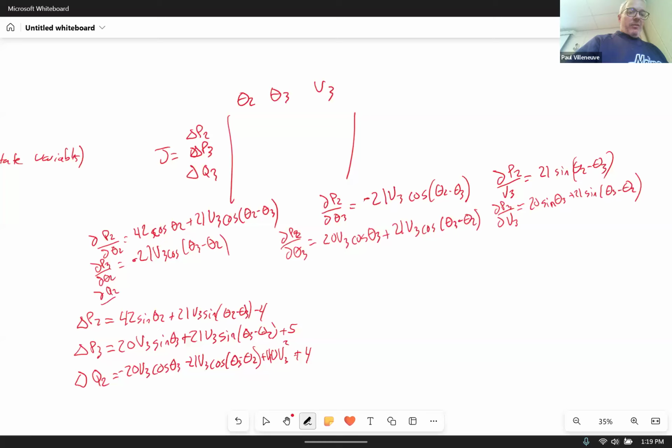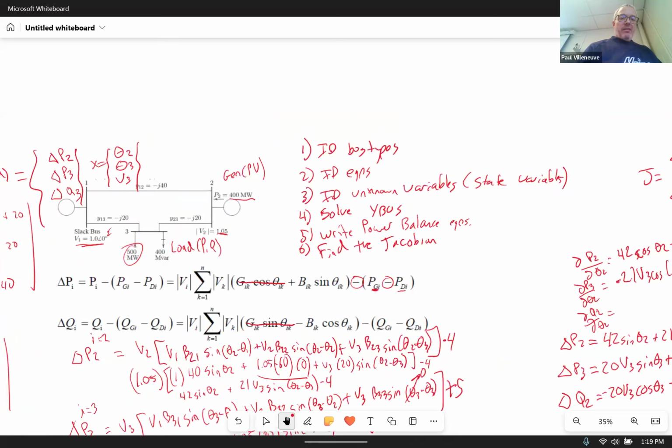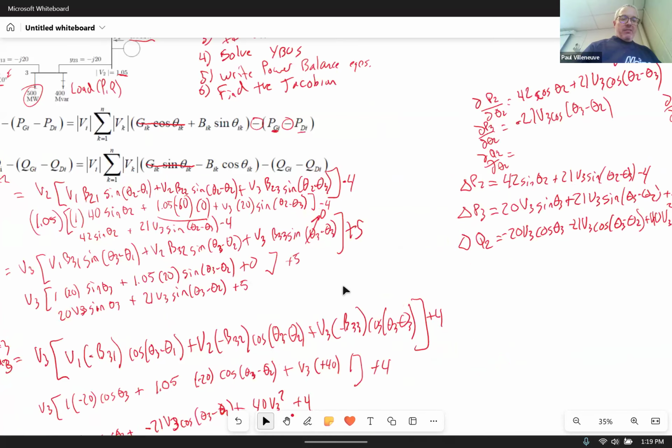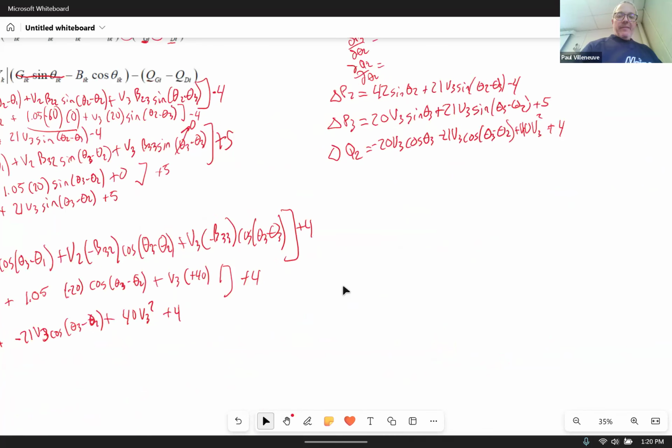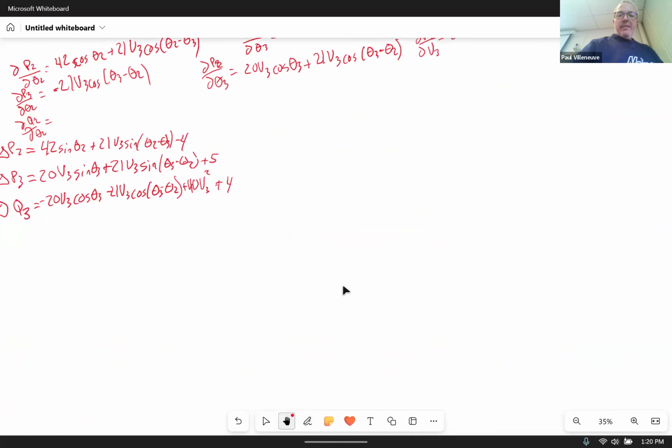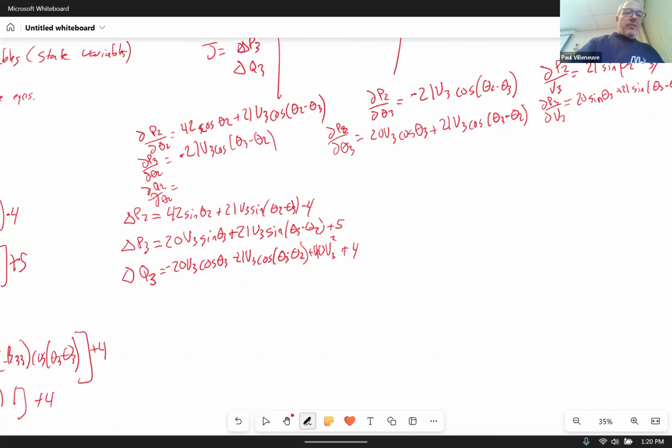Partial of Q2 with Q3. No, yeah, it's Q2, sorry. With respect to theta 2. Wait a minute, that's Q3, right? Not Q2? Sorry, folks. I wrote down, why did I write down Q? It should be Q3 right here, sorry. That's Q3. And this is Q3. The equation should be correct.